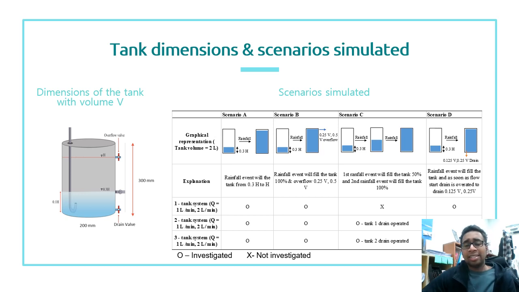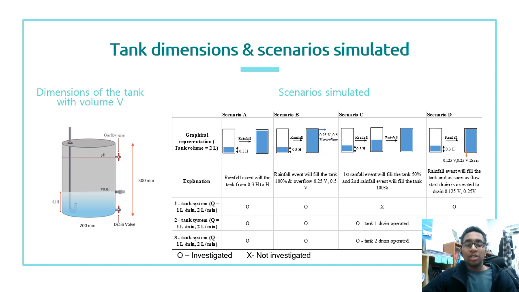Scenario A would be just filling the tank, and scenario B would be where the overflow scenario is simulated. Scenario C is basically a stepped rainfall, where the first rainfall will fill the tank half, and then the second rainfall would completely fill the tank. And scenario D is where we are going to drain 0.125, 12.5% of the tank volume, and 25% of the tank volume, and then finally the tank will be filled to the top.